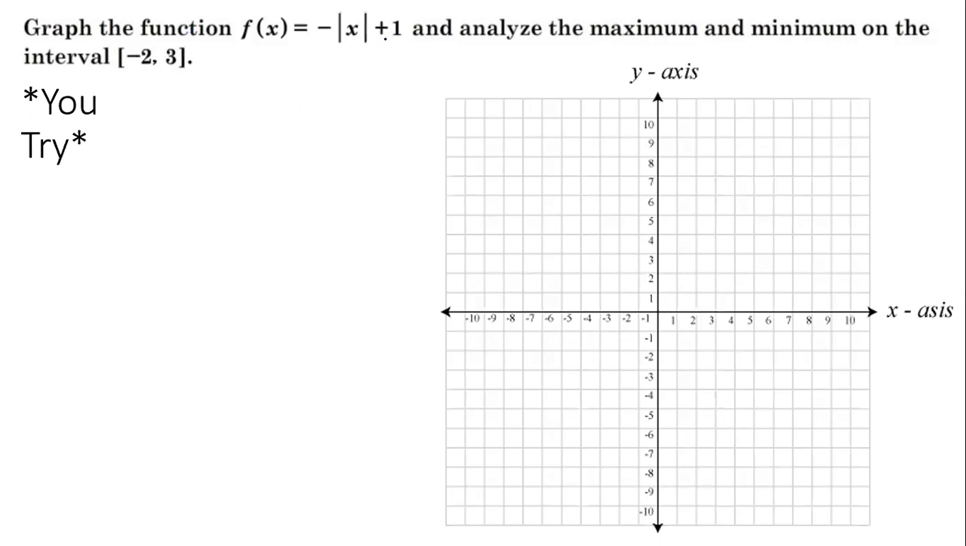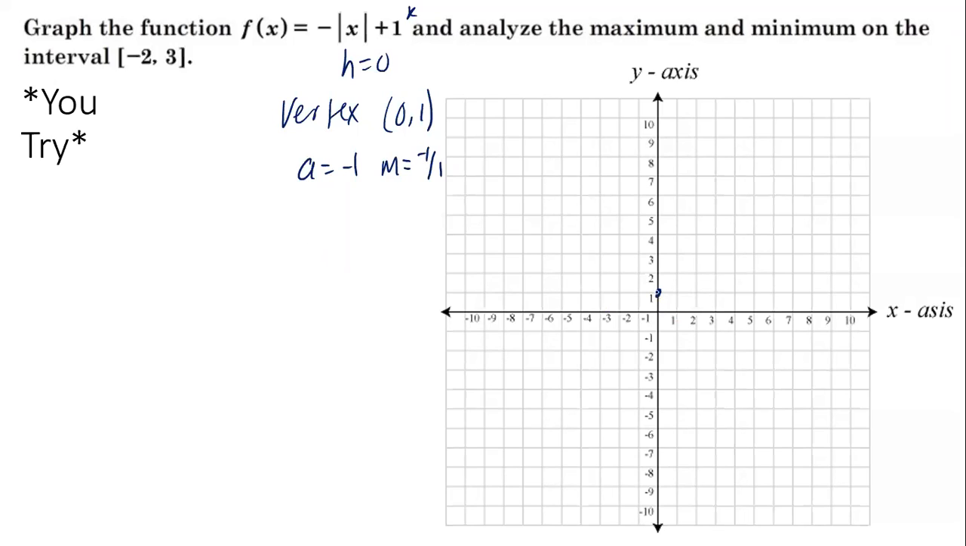I'm going to do vertex and slope. Here, I do not have an h, so h equals 0. I do have a k, it's 1. So my vertex is 0, 1. My a equals -1, so that means my slope is going to be -1 over 1. So I'm going to go to 0, 1.